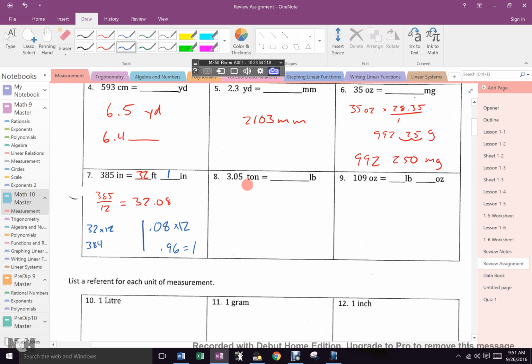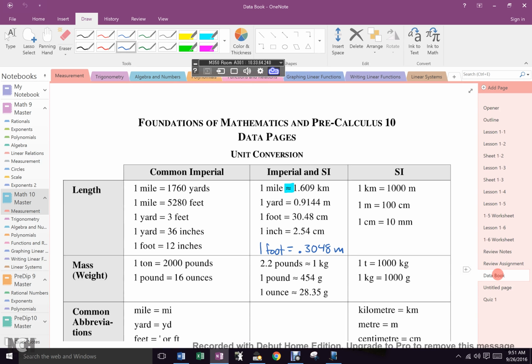Now this one was tricky because what kind of ton is that? Metric or SI or imperial? That's an imperial one because the SI one is the French one. Ton. Right? So it was just 3.05 times how many pounds in a ton? Look on your chart if you don't remember. I have to say this because I don't remember because it's imperial.